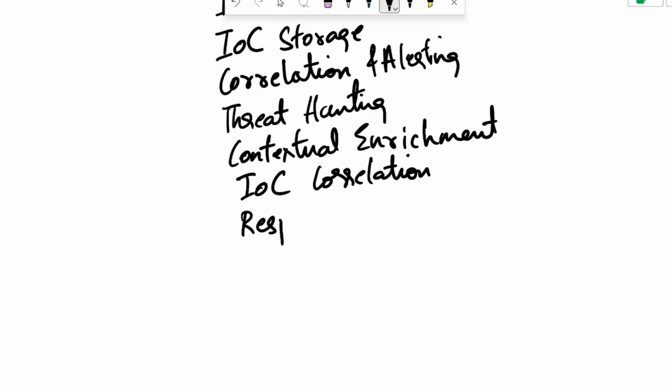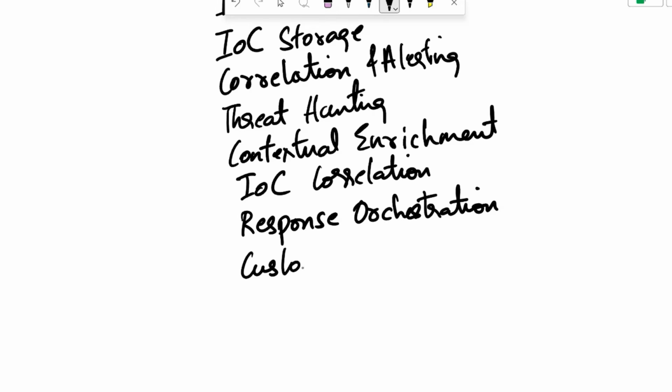Next is response orchestration. When an IOC is identified, the SIM can trigger automated response actions or workflows. These actions might include isolating affected systems, blocking specific network traffic, or quarantining malicious files.